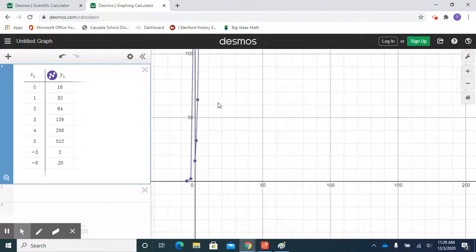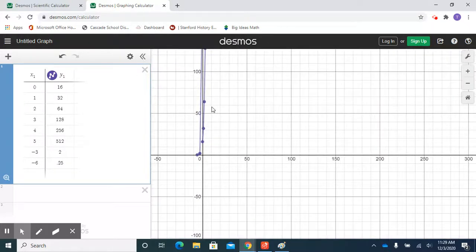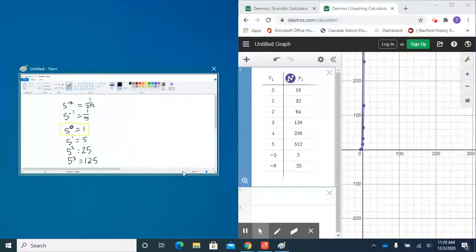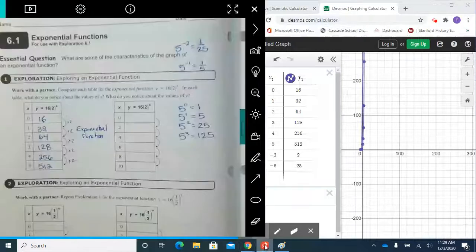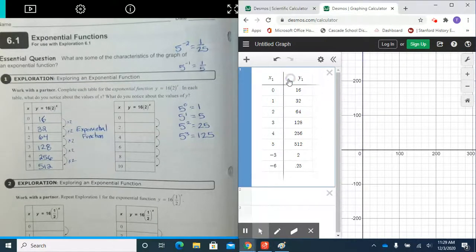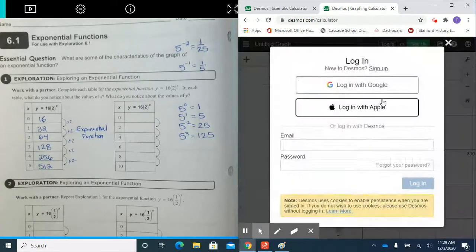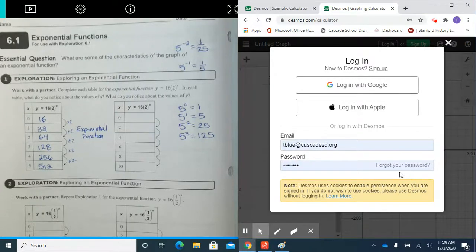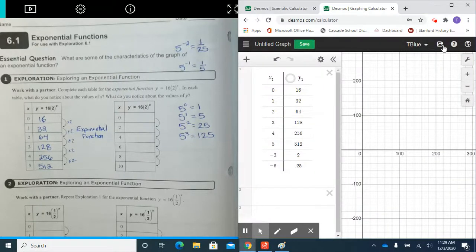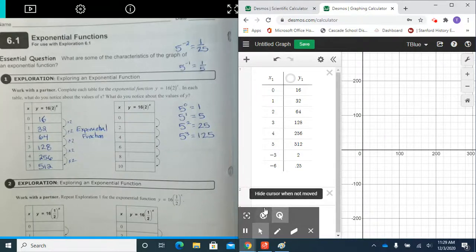Okay, so that is how I'm going to ask you to do your homework. I'm going to ask you to do the table, and then put that table into the Desmos calculator. Then you're going to save this, and you're going to share the URL with me. You're going to share the graph with me for your homework.